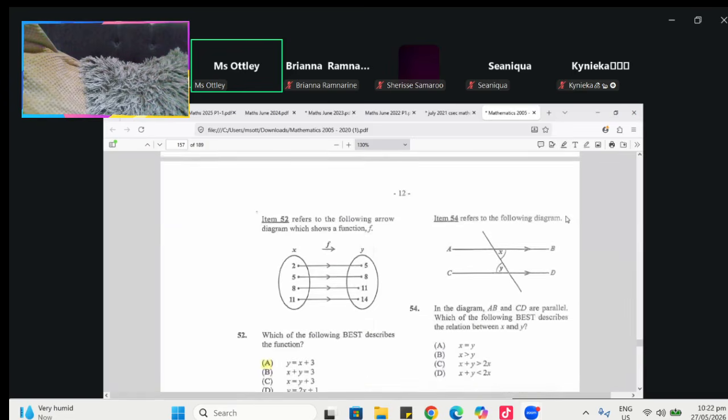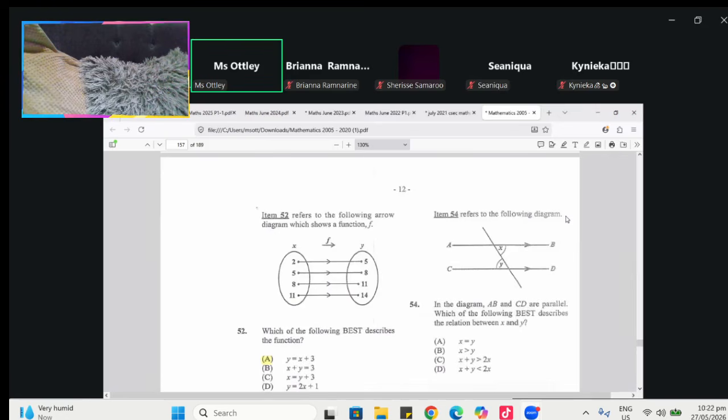Item 54 refers to the following diagram. In the diagram, AB and CD are parallel. Which of the following best describes the relationship between x and y? A, they are equal.